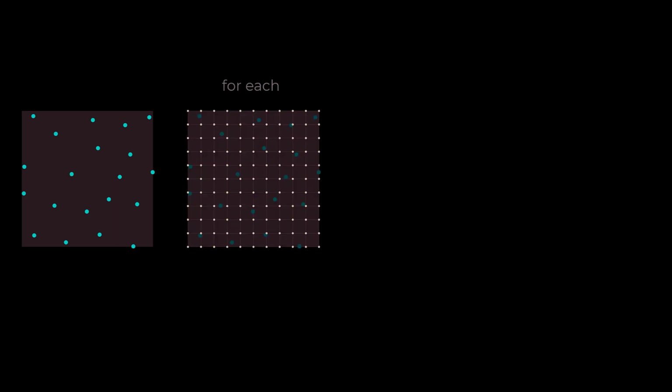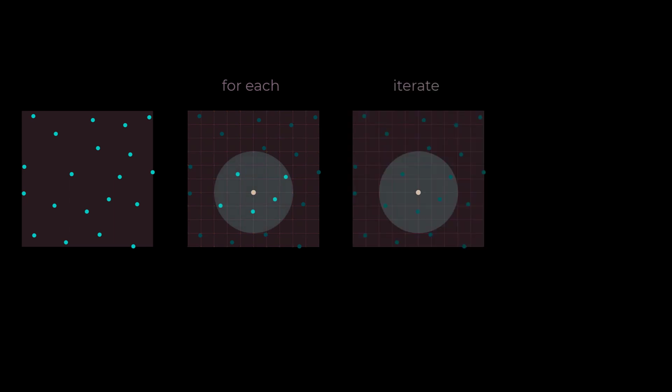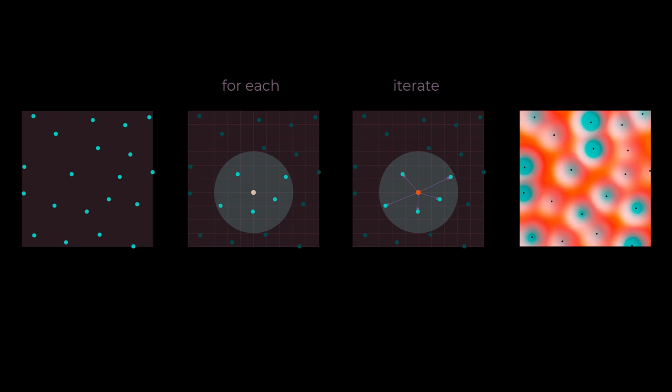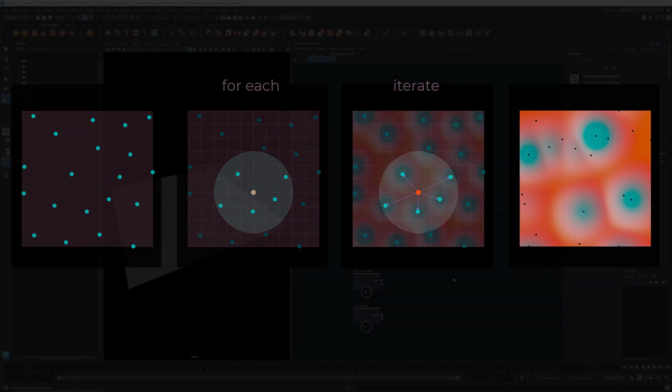Then, for each mesh vertex, we find the seeds within a radius around it, and we iterate over these seeds to get the distance between each seed and the mesh vertex. And we calculate the weight based on these distances, which will be used for generating the colors and displacement. And our final step is to animate the seeds, which will drive the movement of those circles.